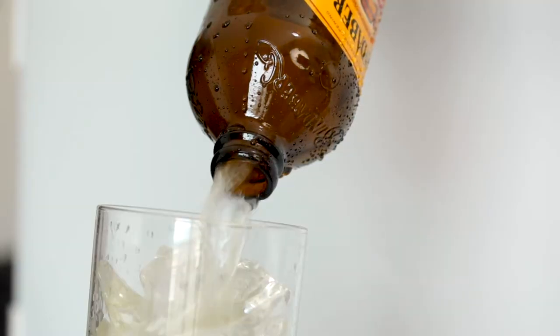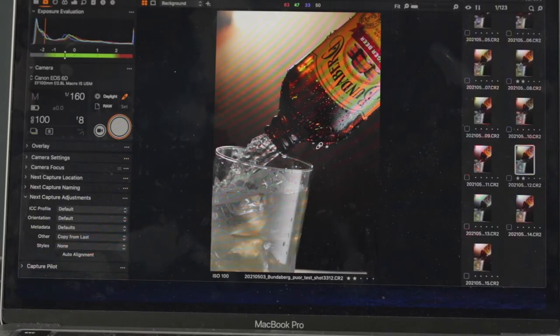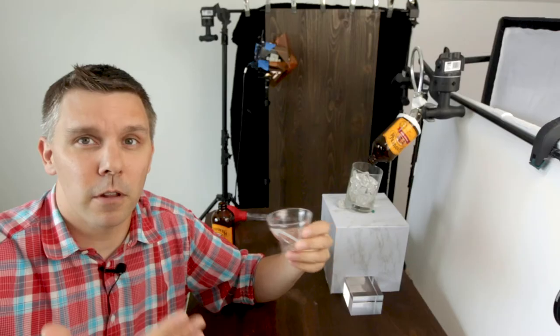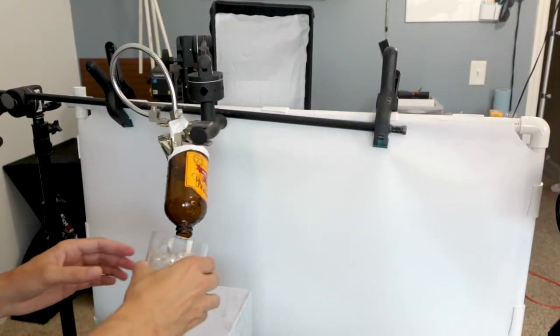I generally pour pretty quickly, rattle through several images with a remote. I'd get 1, 2, maybe 3 images of the liquid coming out, and then I would start over again and do it over and over again. I'd then take the glass offset, pour everything out, and then put it back on set and take it again.